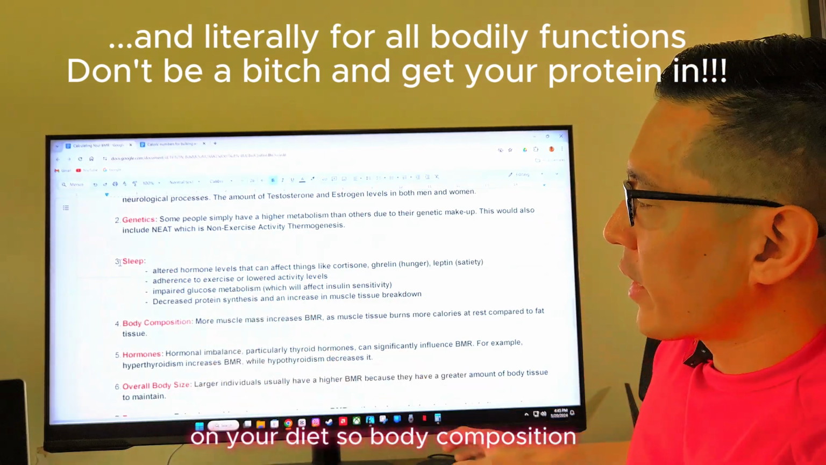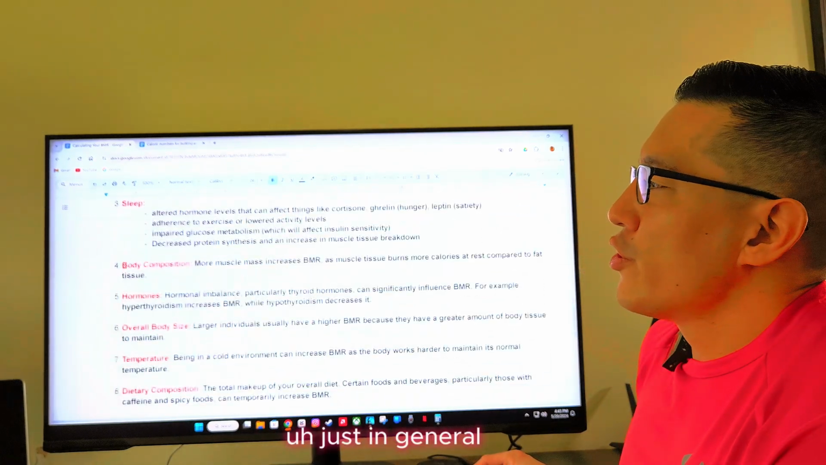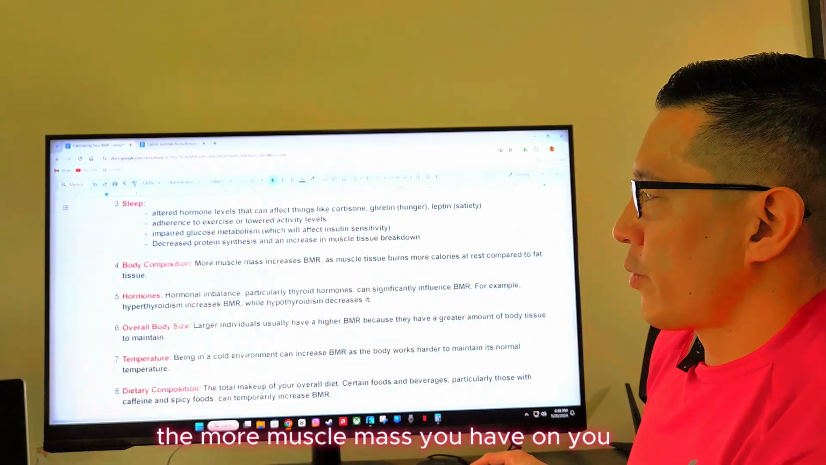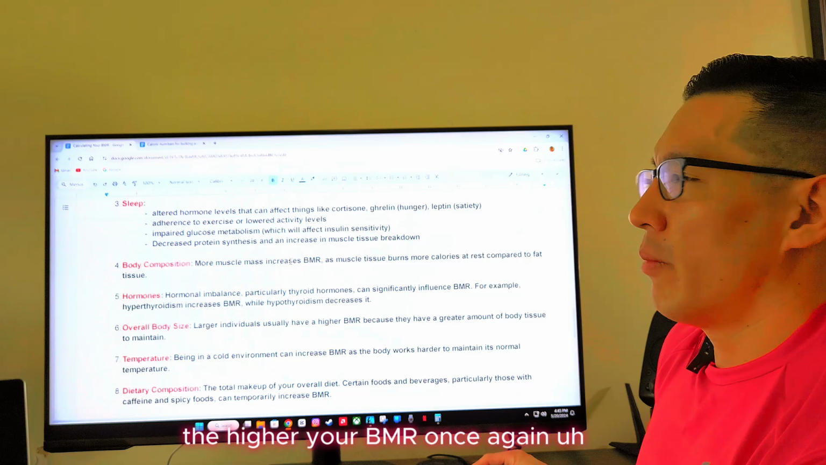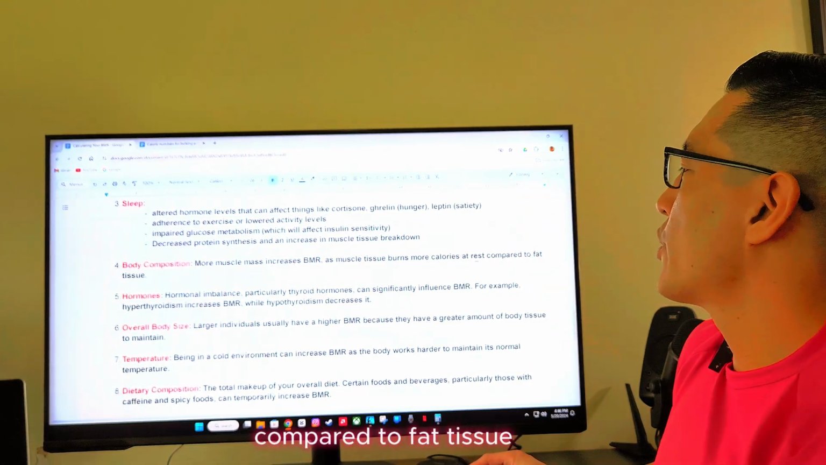So body composition, just in general, from a broad perspective, the more muscle mass you have on you, the higher your BMR. Once again, muscle tissue will burn more calories at rest compared to fat tissue.